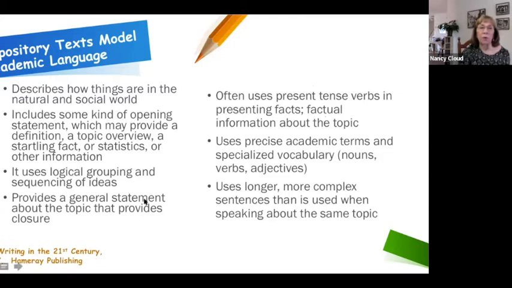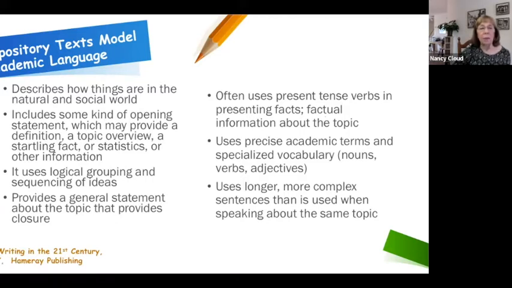Expository text describes how things are in the natural and social world. So if I'm doing hurricanes, I'm talking about the natural world. If I'm doing forms of government, I'm doing our social world, and I'm showing how things are. And these texts include some sort of an opening where I introduce my topic, any of the ways that you see on the screen. They group ideas logically and they sequence ideas logically.